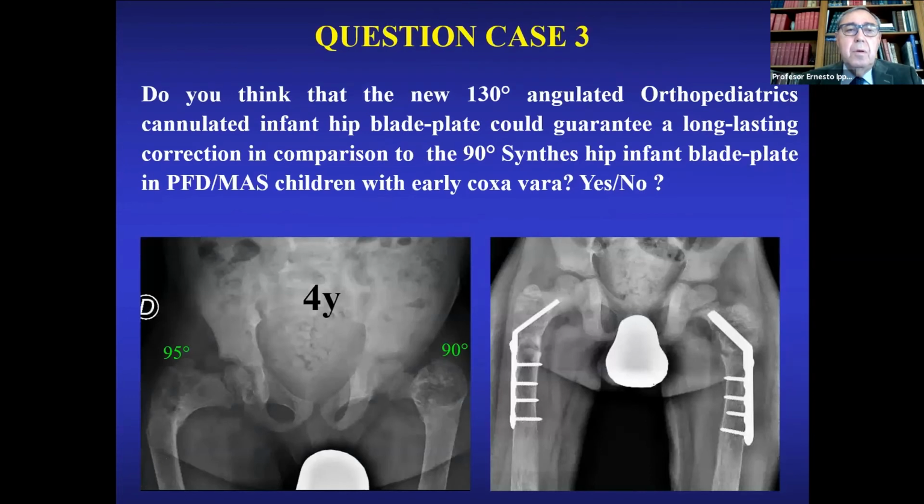And now a brief question, case 3. Do you think that the new 130 degrees Orthopediatrics cannulated infant hip blade plate could guarantee a long-lasting correction in comparison to the 90 degrees Synthes hip blade plate in children with early coxa vara?